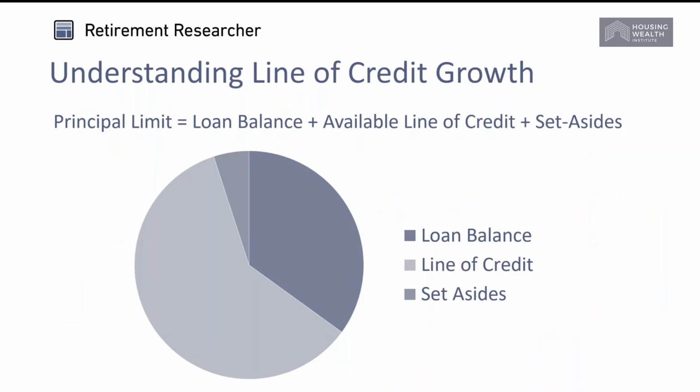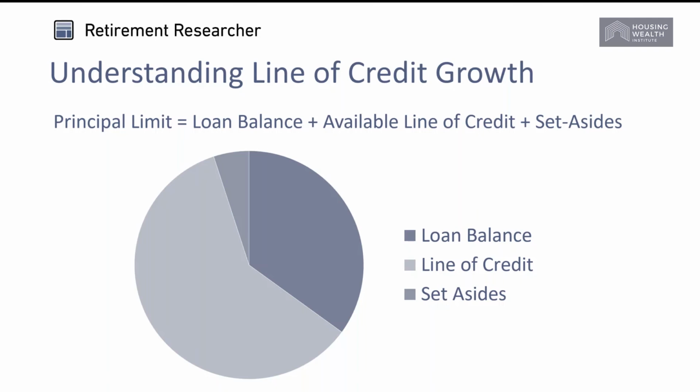Now, I've been talking about line of credit growth, and that can be one of the key issues that's hard to understand and that can seem too good to be true. And so it's worth just spending another minute to discuss that concept. There's something called the principal limit. That's the borrowing capacity of the reverse mortgage. The initial principal limit is just what percentage of the home value can you borrow.